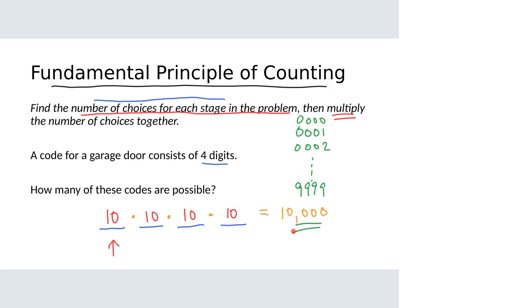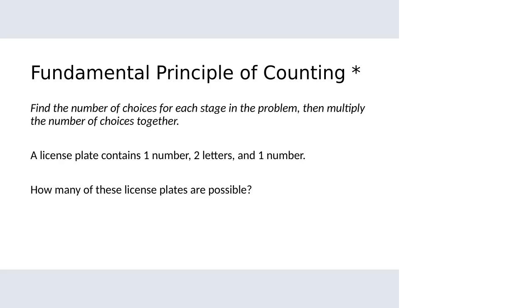Find a number of choices for each stage in the problem and multiply them together. That's the fundamental principle of counting. I'm going to let you try one. A license plate consists of one number, 2 letters, and 1 number. How many of these license plates are possible?